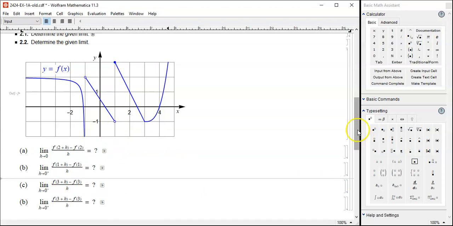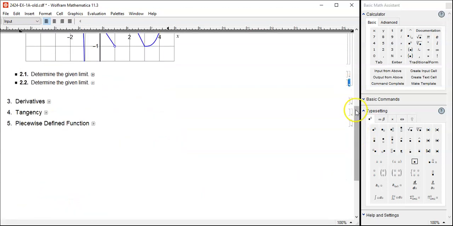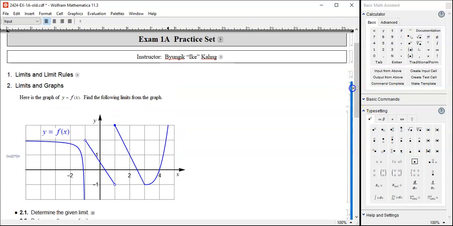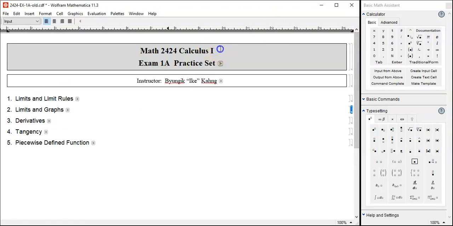Okay, so much for the graph problem. And let's stop recording here, and we'll discuss number 3, or the derivative problems, in separate videos.